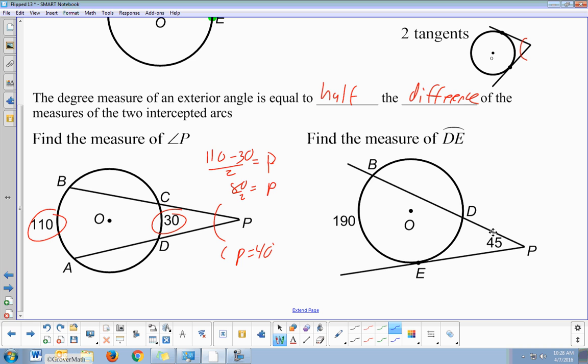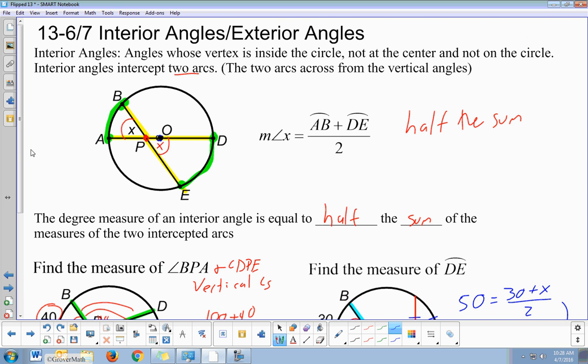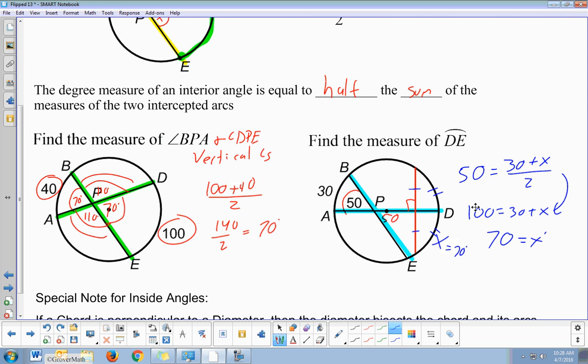The same kind of thing, what if I'm given the angle and I want to find an arc? Again, we're going to use the formula, but we're going to say that 45 equals the difference of these divided by 2. And it's going to be the further one minus the closer one. I don't want to do x minus 190 because that would result in a negative, but 190 minus x divided by 2. So again, it's kind of using the formula backwards to solve for an angle, just like we did for the interiors here.